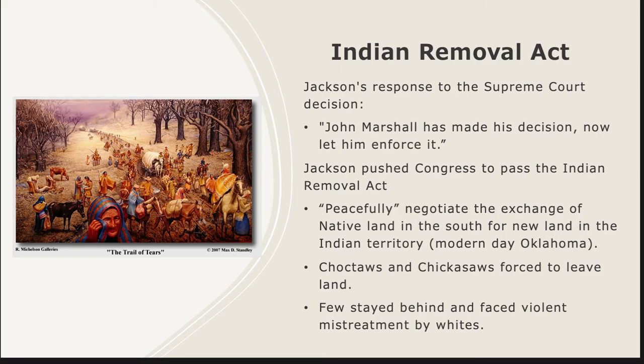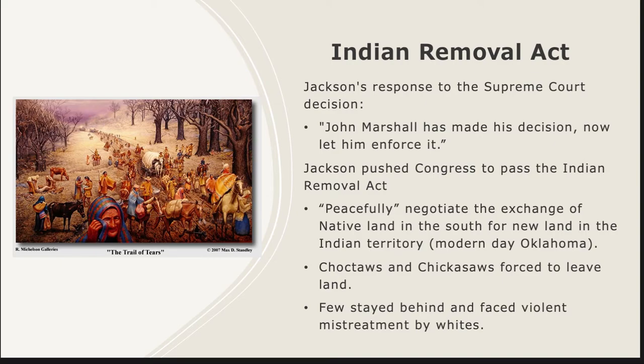So instead, Jackson is going to push Congress to pass what's called the Indian Removal Act. And this is as simple as it is, it's stated just like this. The Indian Removal Act said that they were going to peacefully negotiate the exchange of land in the South for new land, which is called the Indian Territory. So what this means is the law itself on paper says that the Native Americans are basically going to trade their land. They are going to give up their land in the South, and they're going to go to the Indian Territory. So it's land for land.